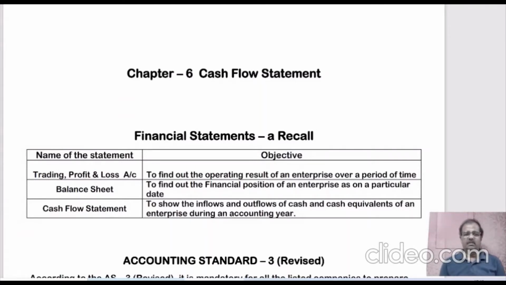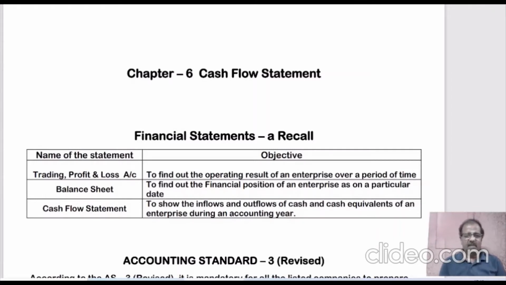In this video, let me teach you the chapter cash flow statement. Before getting into the chapter, let us recall the objectives of financial statements. The trading and profit and loss account is to find out the operating result of an enterprise over a period of time. Now the balance sheet is to find out the financial position of an enterprise as on a particular date.